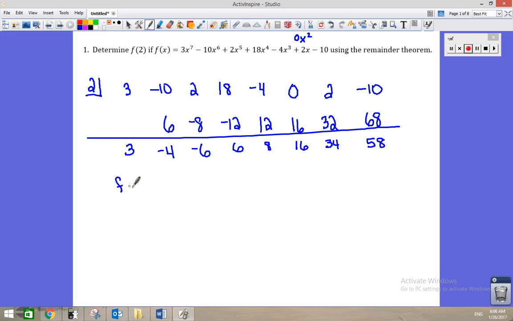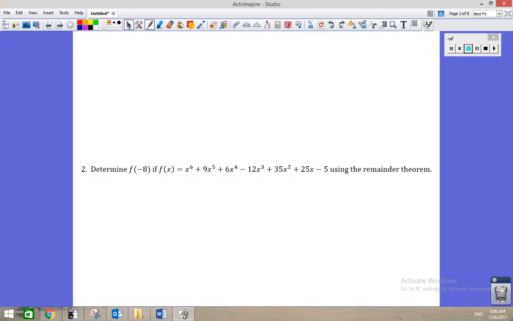So f evaluated at 2 is equal to 58, telling us that this graph passes through the point (2, 58). All right, so let's do the next one.